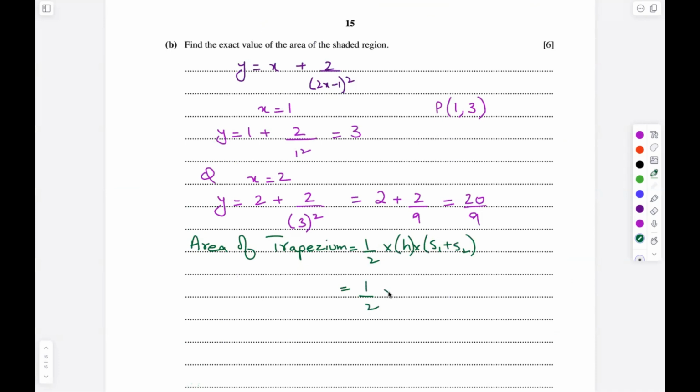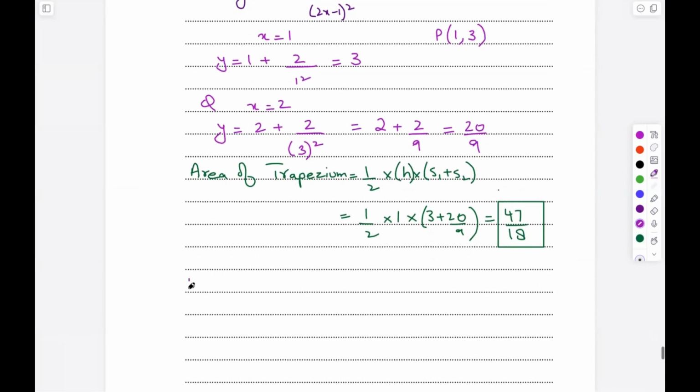So the area will be half into 1 into (3 plus 20 upon 9). Taking the LCM, 9 times 3 is 27 plus 20, that will make it 47, and then 9 will multiply by 2. So the area under the line will be 47 upon 18, basically, which is the area of the trapezium. Now finding the area under the curve.